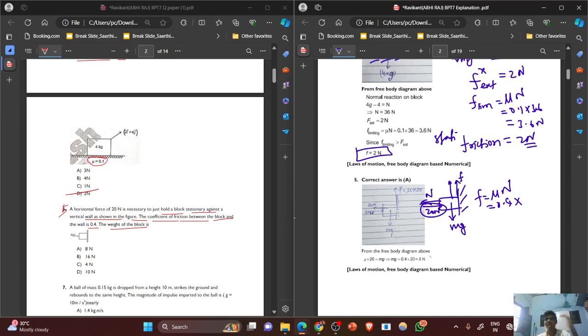In the x direction there will be no motion, only in the y direction. If you want to stop all the motion, then the friction should have such a value that it balances mg. So friction will be mu into N, and N will be your 20 Newton. It will simply come out to be 8 Newton. If your friction is this, then there will be no sliding of that block. So the correct option will be option number A.